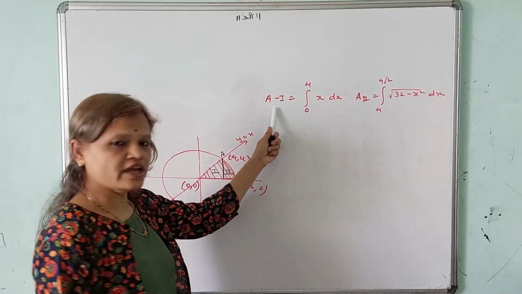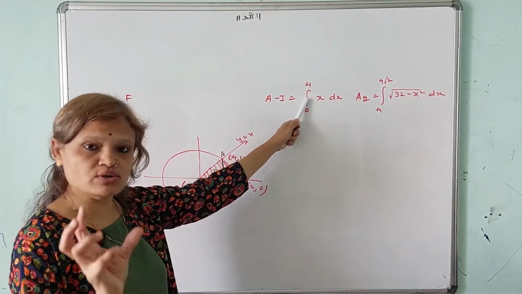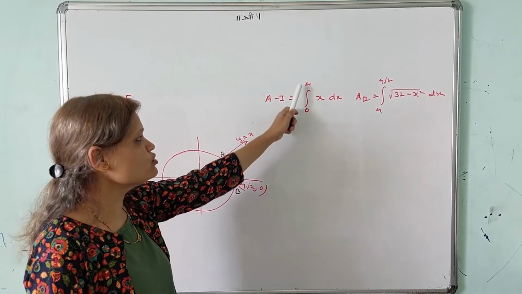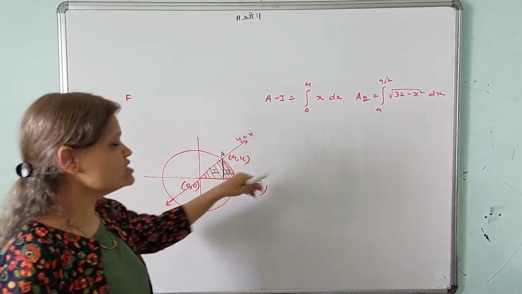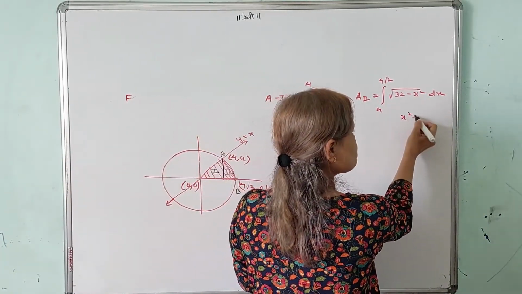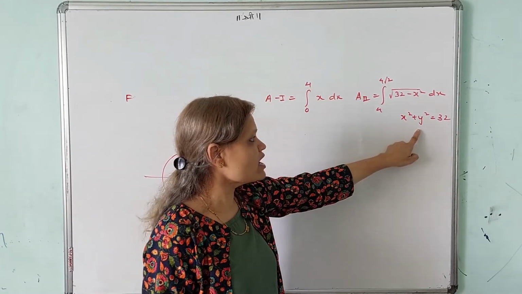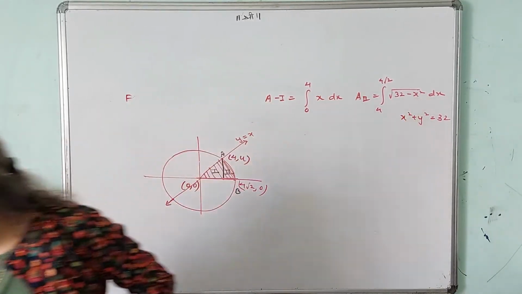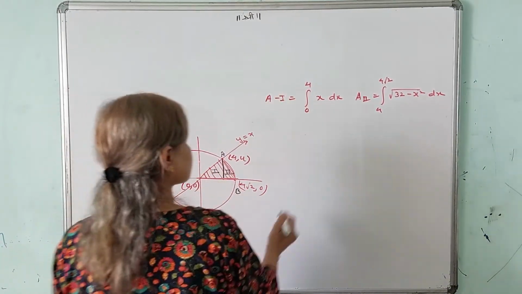Okay, so this is our A1, area under the line. We have taken y as x because y equal to x is the given equation of the line. So 0 to 4 x dx. For the second part, we have to consider y of the circle. So the equation of the circle is x square plus y square equal to 32. From that we will get y as under root 32 minus x square into dx. So one by one we will first solve the integration.